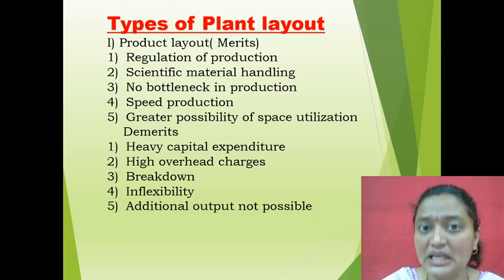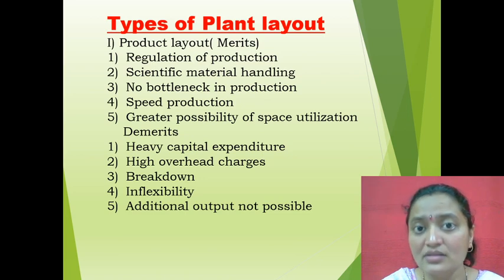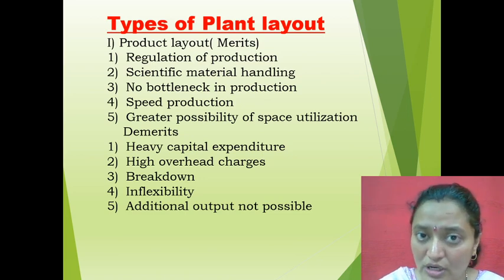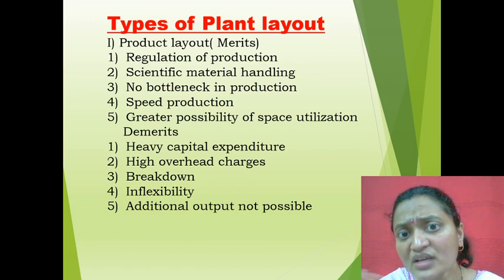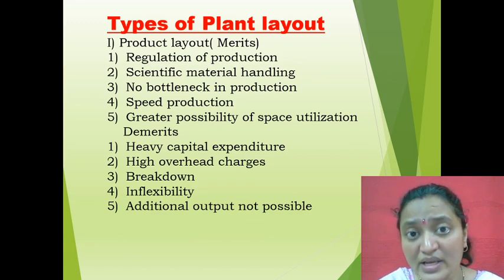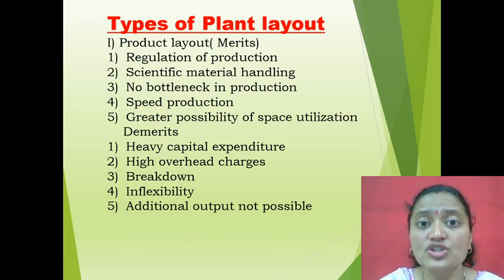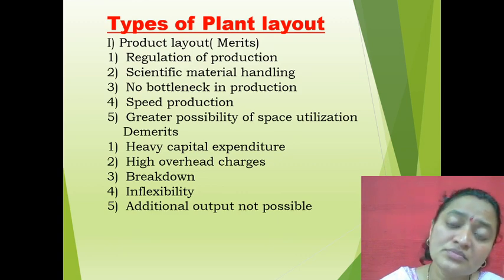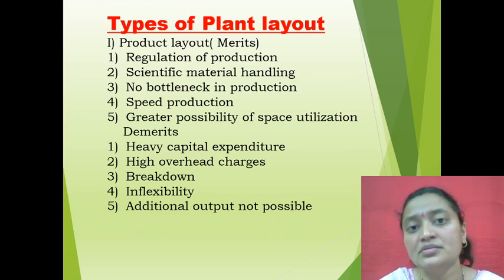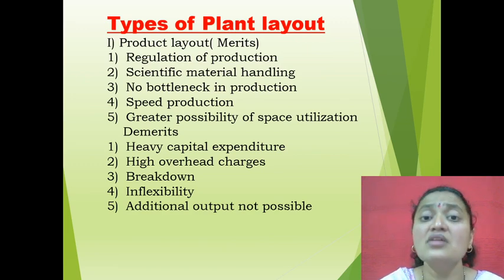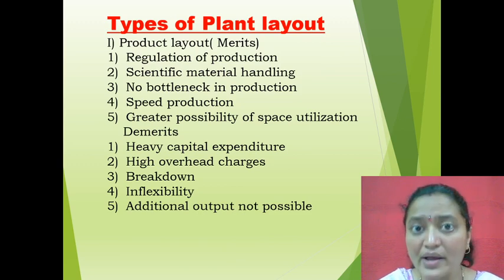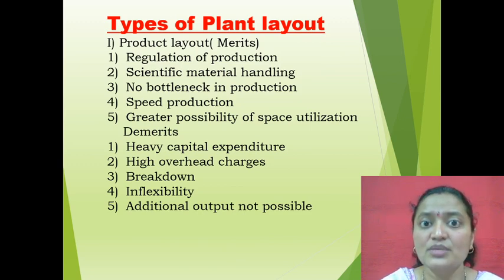Then scientific material handling, how we handle the proper material. Then no bottleneck in production. Then speed production. It depends upon the machines, where the result or output will be given very quickly based on speed, or a slow speed also will be there. Then greater possibility of space utilization, meaning how much space is required or utilized in order to manufacture that particular product.